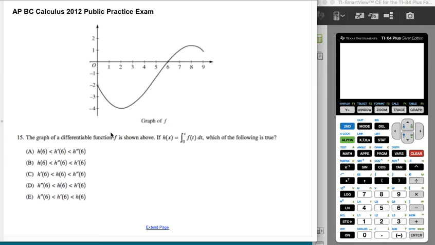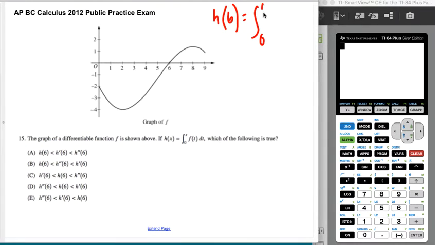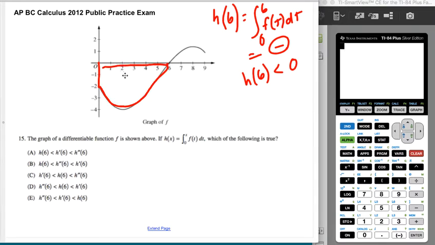So let's start with h of 6. Right, so we're given that h of x is the integral from 0 to x of f of t dt, right? So that's the area under the curve. Well, if you look at the integral from here to here, that's going to be a negative area, right? That's going to be a negative number. So what we know is that h of 6 is less than 0 because this area is definitely below the axis, right? That's a negative area. So first thing I know is that h of 6 is negative.